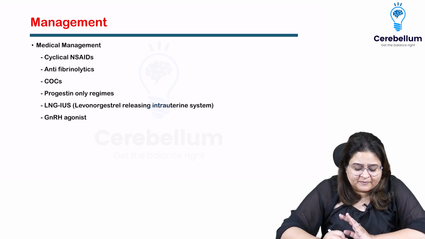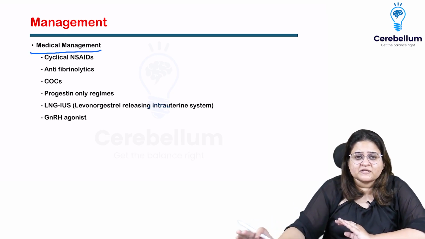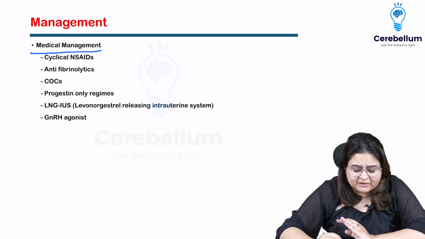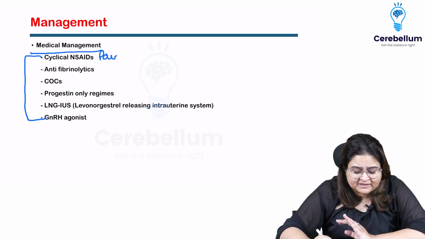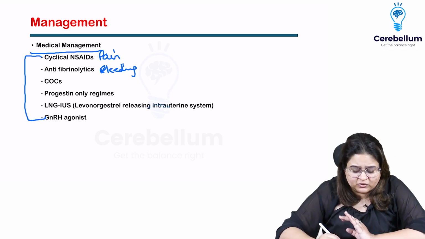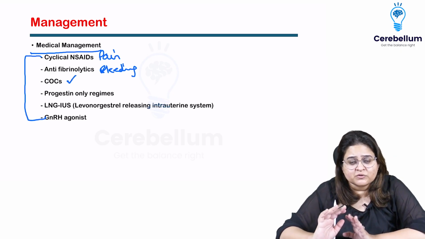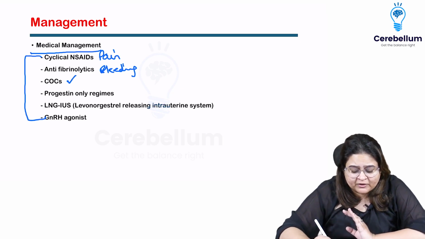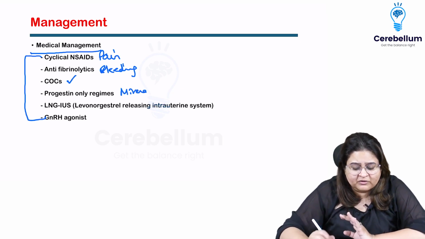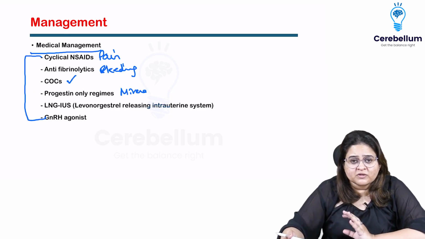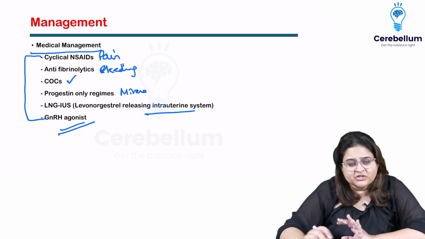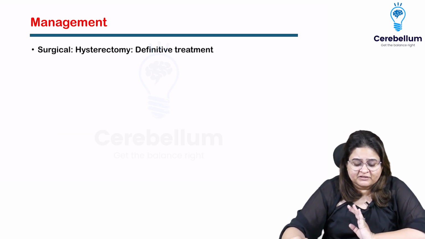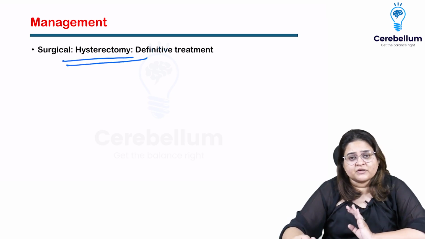Management, I told you, is medical, or definitive management is surgical, removing the uterus. Medical management is only for symptomatic treatment. You can treat her pain with NSAIDs. You can treat her bleeding with tranexamic acid. You can put her on combined contraceptive pills, which will reduce both the pain and bleeding. You can put in a Mirena or give her oral or injectable progesterones, which will cause endometrial atrophy. And as I said, you can put in a Mirena, or you can give her GnRH agonists. But the definitive management is going to be a hysterectomy.